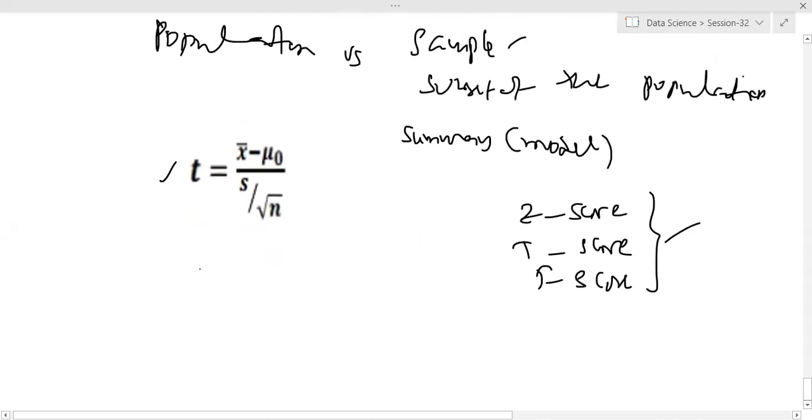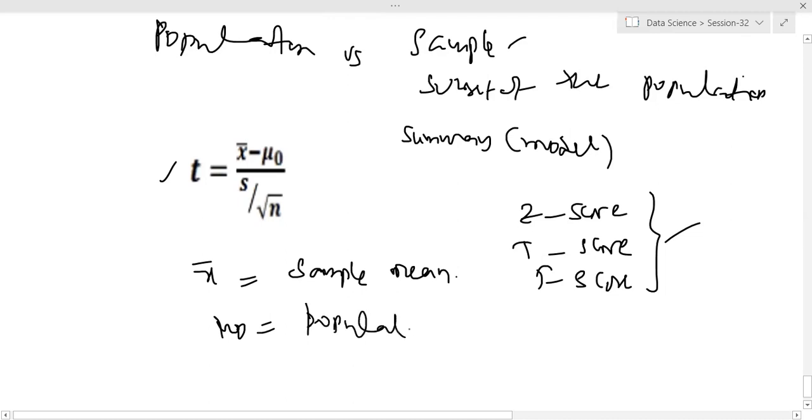Now you tell me, what is this X bar? Mean. Which mean? Sample mean, right? Okay. What is your mu naught? Population mean. Very good. What is your S, friends?